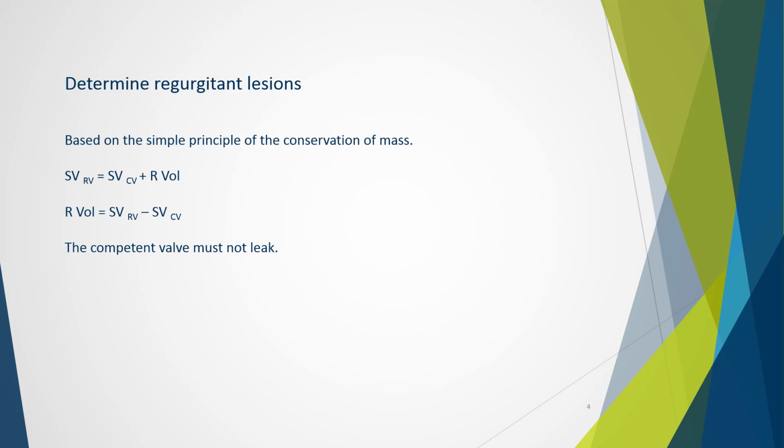Writing that as a mathematical equation, we demonstrate here: stroke volume of the regurgitant valve is equal to the stroke volume of the competent valve plus the regurgitant volume. Rearranging this equation, we can see that regurgitant volume is equal to the stroke volume of the regurgitant valve minus the stroke volume of the competent valve. Therefore, it is important that the competent valve used in this equation must not leak. To do so will distort our calculation. Viewing the calculation above, we can see a larger competent valve VTI will lead to the regurgitant volume being reduced.